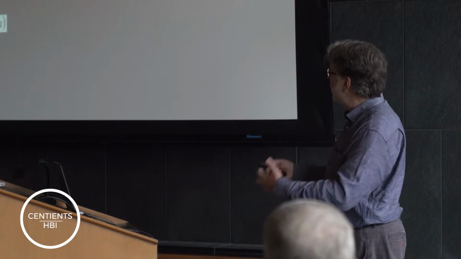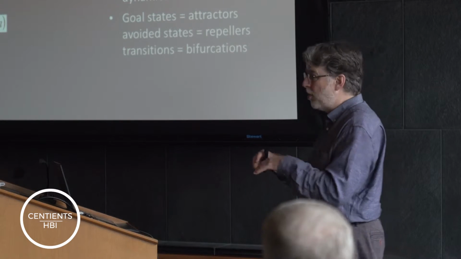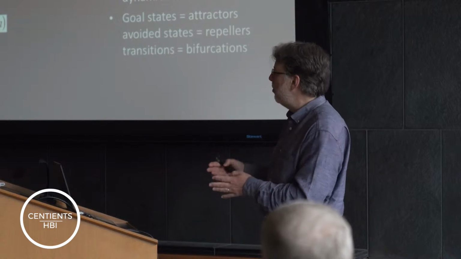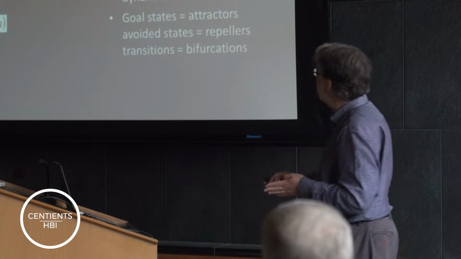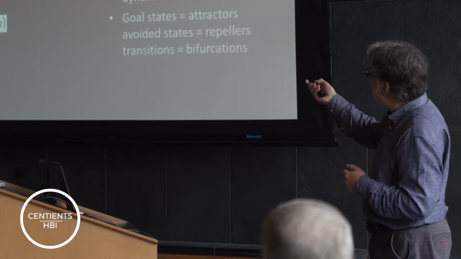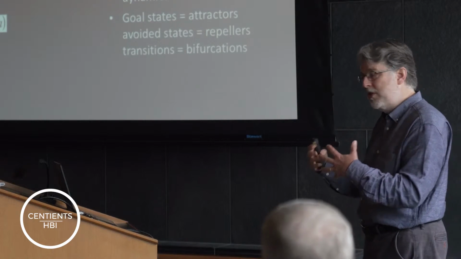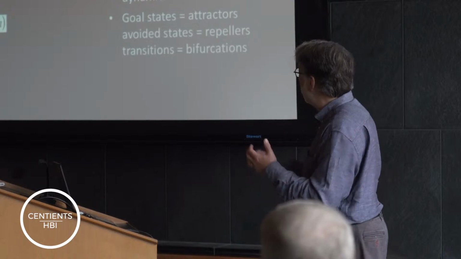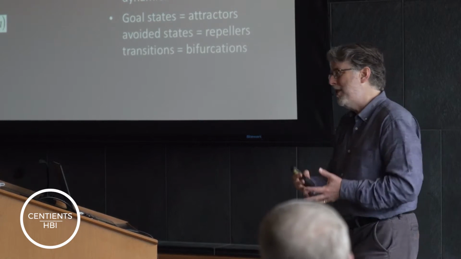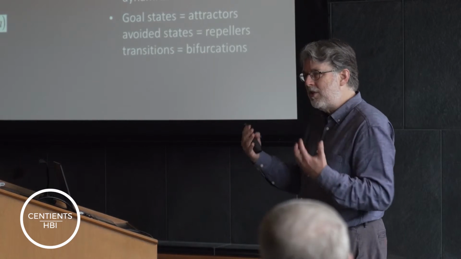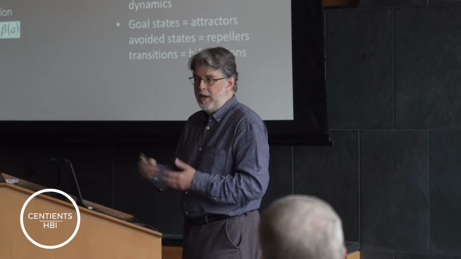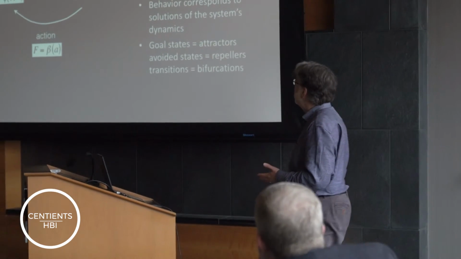And out of these sorts of interactions you get emergent patterns of behavior, stable trajectories, for example, of somebody moving through a complicated space like this, where the behavior we see corresponds to stable solutions of the dynamics of this entire interactive system, where the goal states correspond to attractors in the dynamics, avoided states correspond to repellers, and transitions between behavioral patterns correspond to, say, bifurcations in the dynamics.